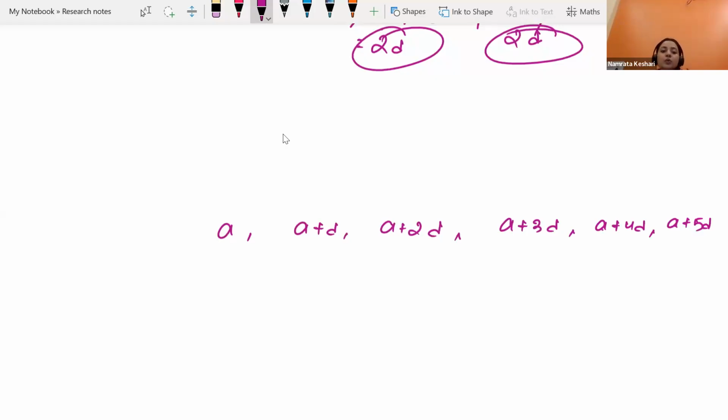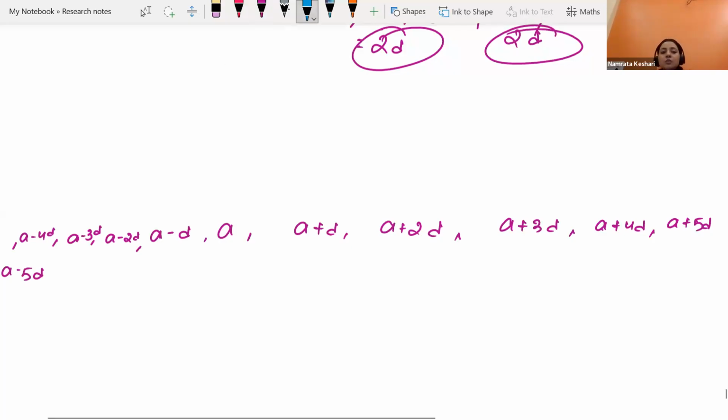Now here only we are making a little bit of changes. We are saying that the previous term of a will be a minus d, the previous term of this one will be a minus 2d, then a minus 3d, then a minus 4d, and then a minus 5d. While taking the three terms, we have taken them very carefully. We have taken a plus d and a minus d.